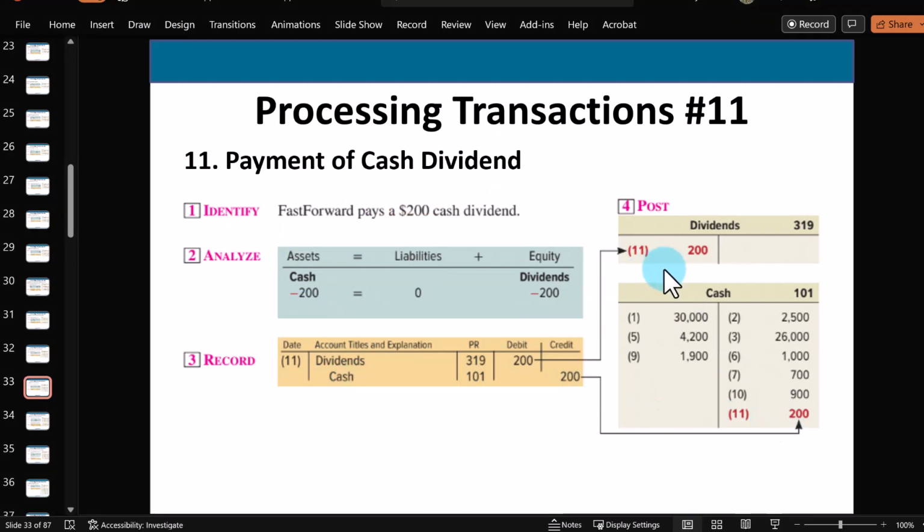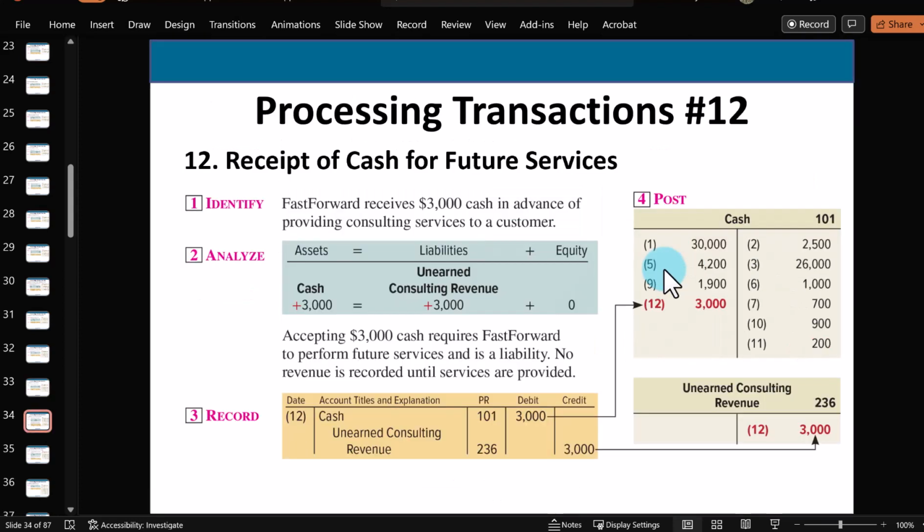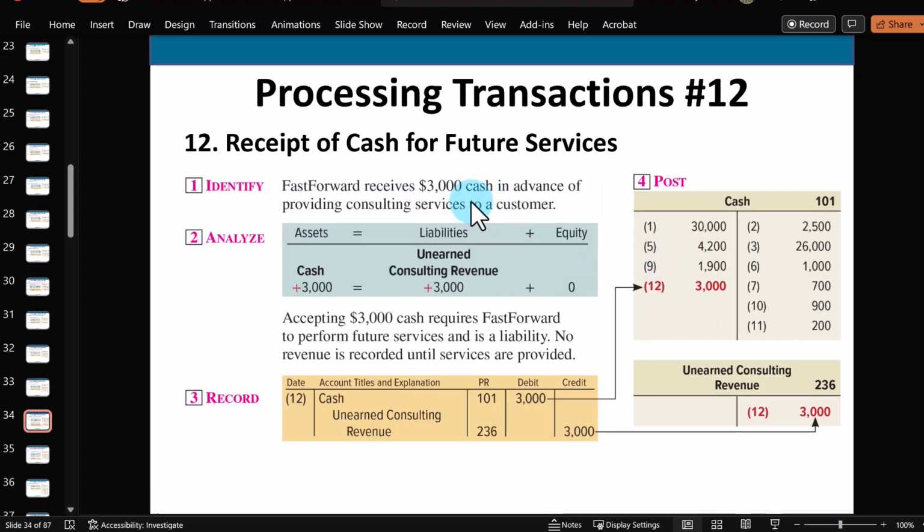Now here is a new transaction, number 12, we didn't see back in chapter 1. We're receiving cash, $3,000, but this money is being collected in advance before earning the money. We can't record earning it because we haven't provided the services yet. That's going to be done in the future. But you got to journalize the transaction.